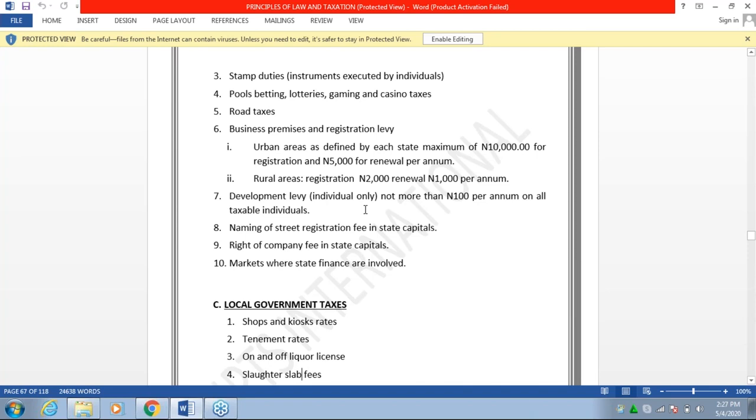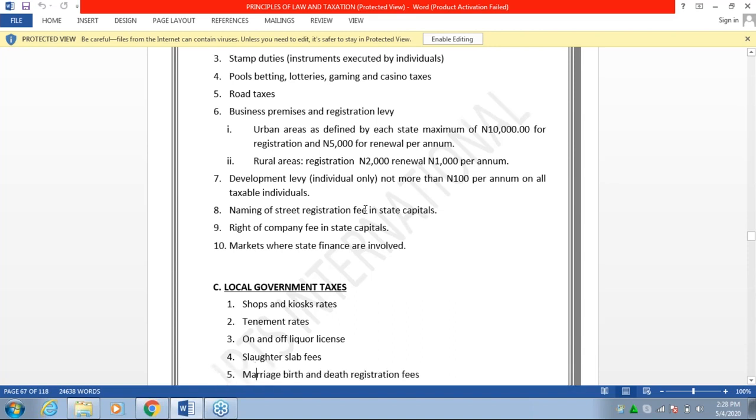So then there is development levy, individual only, not more than 100 naira per annum on all the taxable individual. Then there is also naming of the street registration. If anybody wants to name the street, it is also the tax that is being collectible by the state government. Then the right of complaint fee in the state capital. The market where state finance are involved.